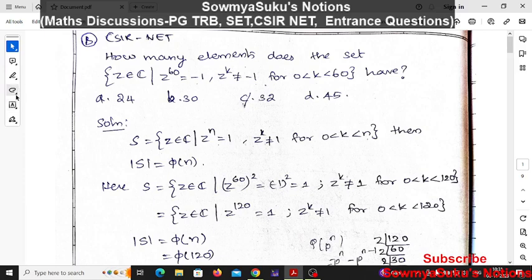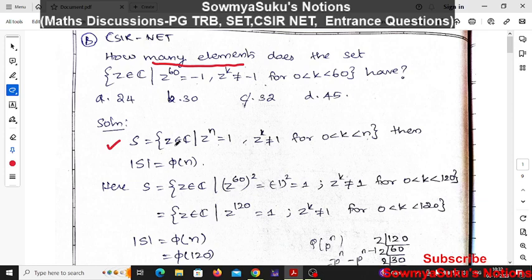So the first question is, how many elements does the set {z belongs to C : z^60 = -1, z^k ≠ -1 for 0 < k < 60} have? The question here is, how many elements does the set have? So we have the result.